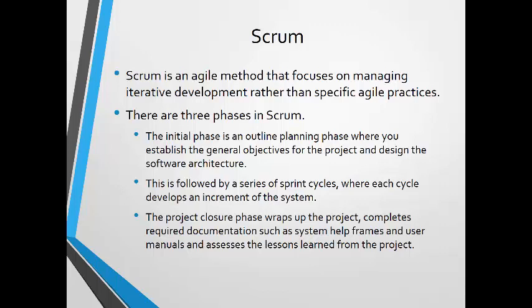The initial phase is an outlining phase where you establish the general objectives of the project and design the software architecture. This is followed by a series of sprint cycles where each cycle develops an increment of the system, and then the project closure phase wraps up the project, completes required documentation such as system help frames and user manuals, and assesses the lessons learned from the project.